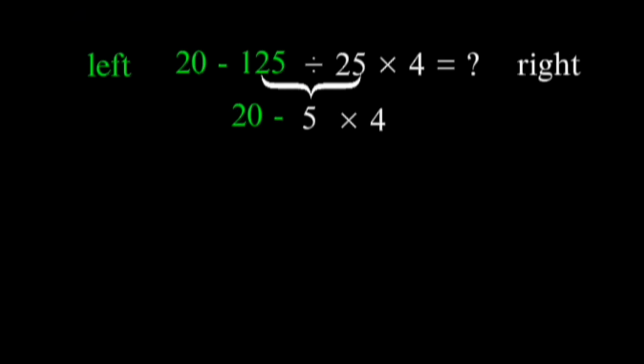Now multiplication has higher priority than subtraction, so we perform it next. 5 multiplied by 4 equals 20. Finally, 20 minus 20 equals 0. So our final answer is 0.